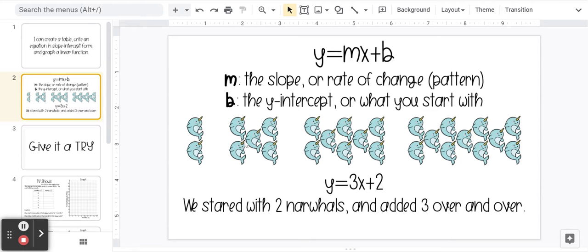So in this pattern that we have here, we start with 2 narwhals. So that is the b value of our equation. Going from each group of narwhals, we're adding 3. So 3 would be our slope or the rate of change.